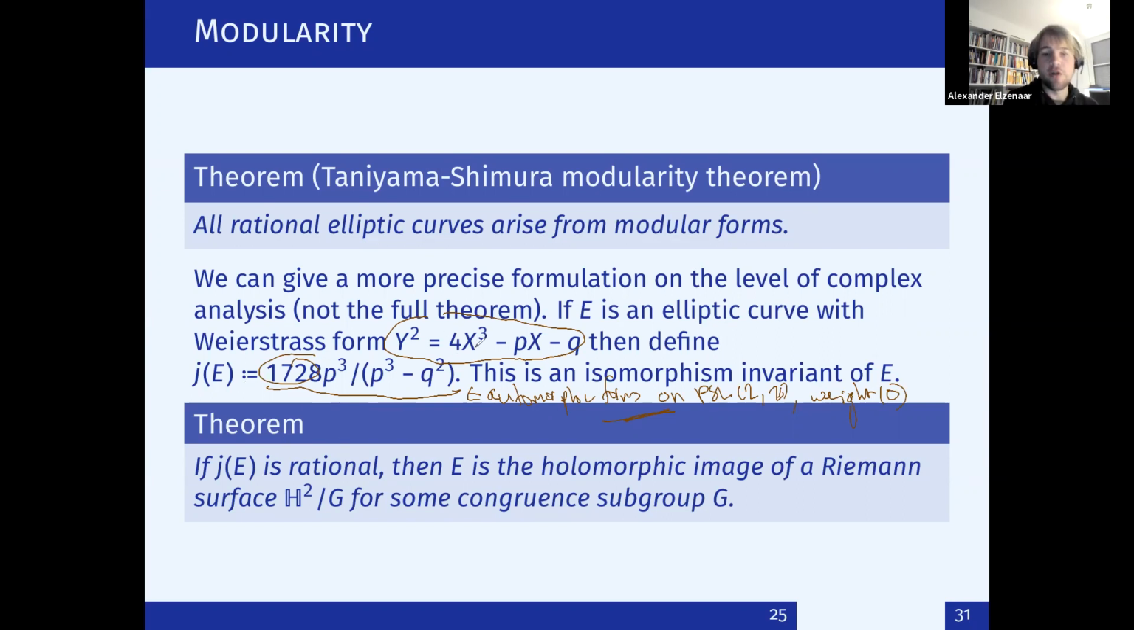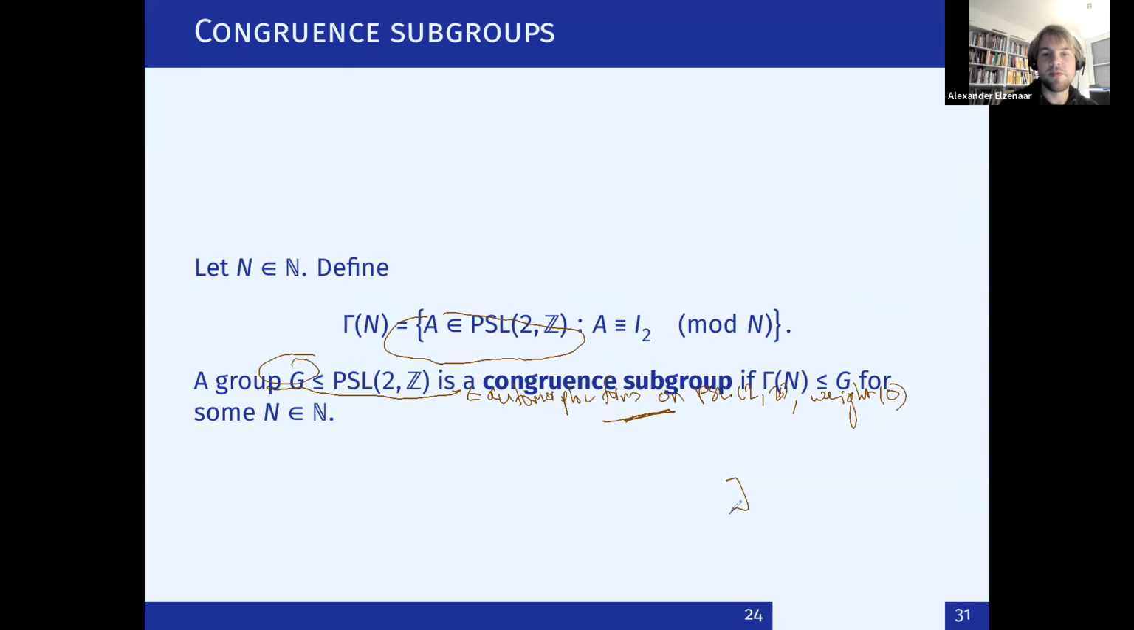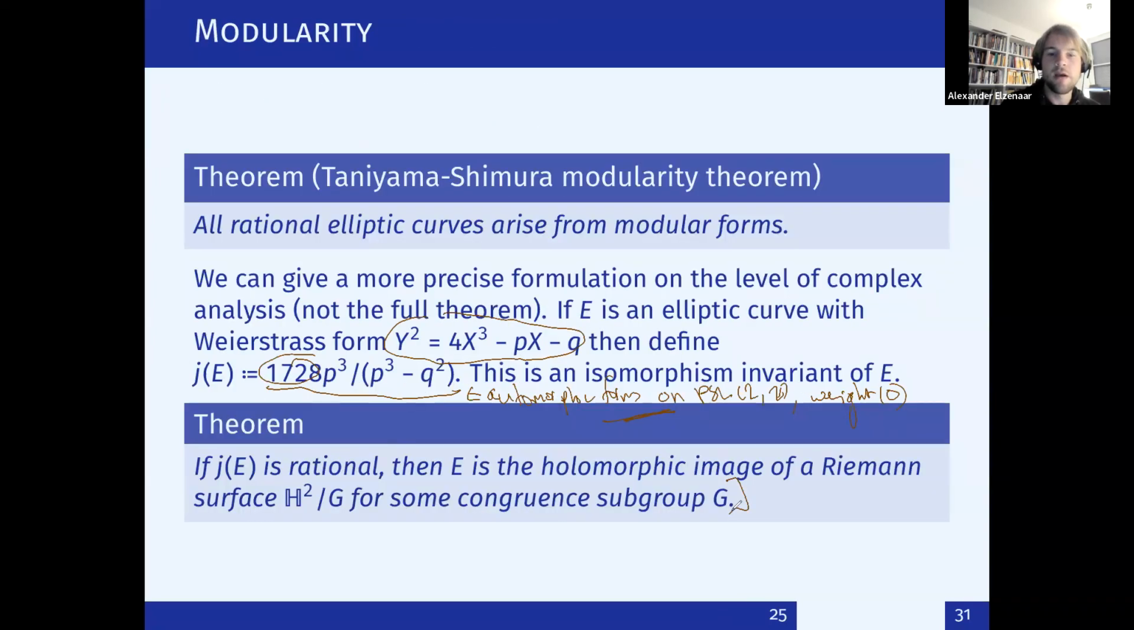the elliptic curve is actually the holomorphic image of a Riemann surface which you get when you take the quotient of hyperbolic 2 space by one of these congruent subgroups. So these elliptic curves can be quite wild algebraically, but you can always get them holomorphically as the image of one of these very nice quotients. And these groups here, these are very nice rigid groups. So in some sense, this is telling you that whenever you have an elliptic curve, it is carrying a lot of this arithmetic modular data.